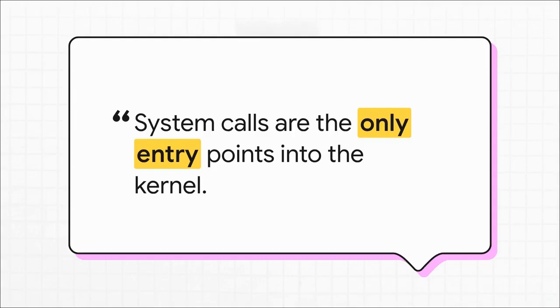This quote, it just says it all. There's no backdoor. There's no secret side entrance. If a program in user mode wants anything from the hardware or from the OS's core services, it has to go through the formal, secure, well-defined process of a system call. It is the one and the only way in.